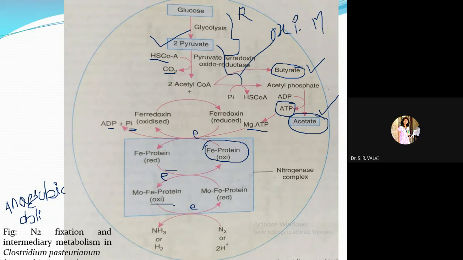in the reduced form, which is going to combine with our main nitrogen, or combine with two hydrogen atoms, and then it is going to convert this N2 into NH3, right? So NH3 is nothing but ammonia. Or if it combines with the two hydrogen atoms, it is going to form hydrogen, right?